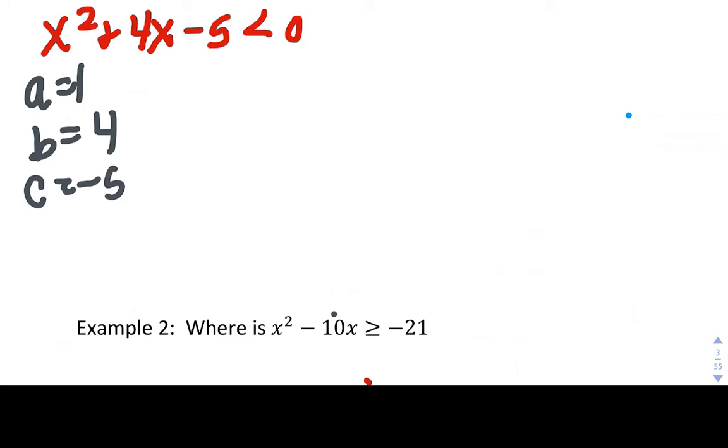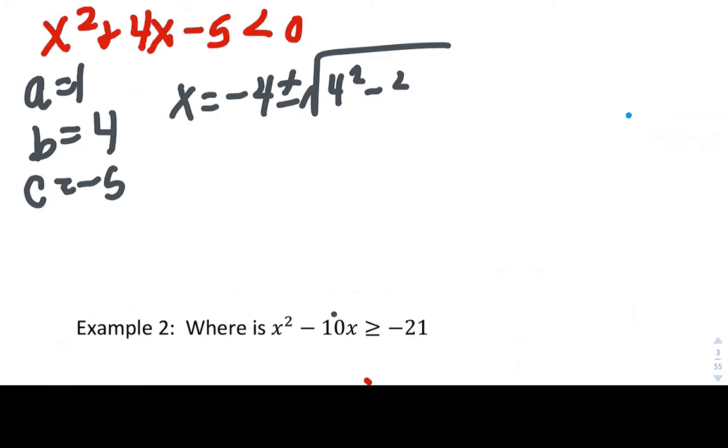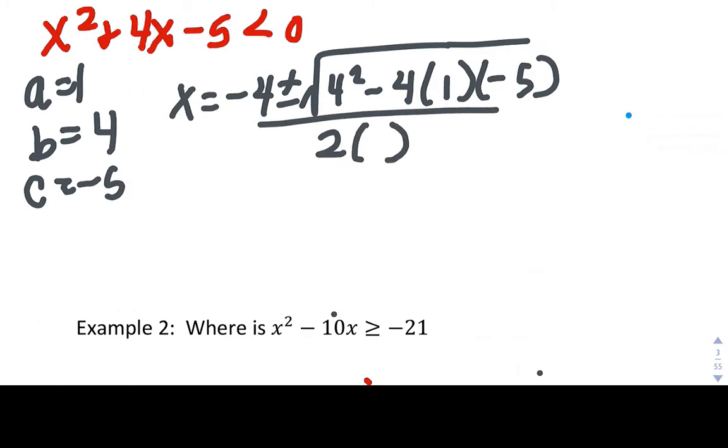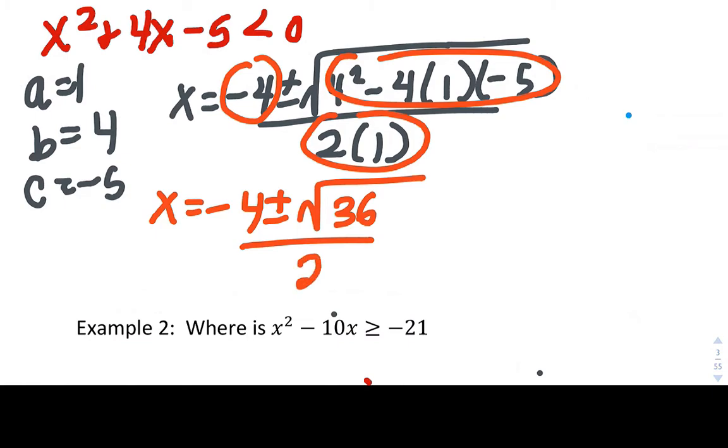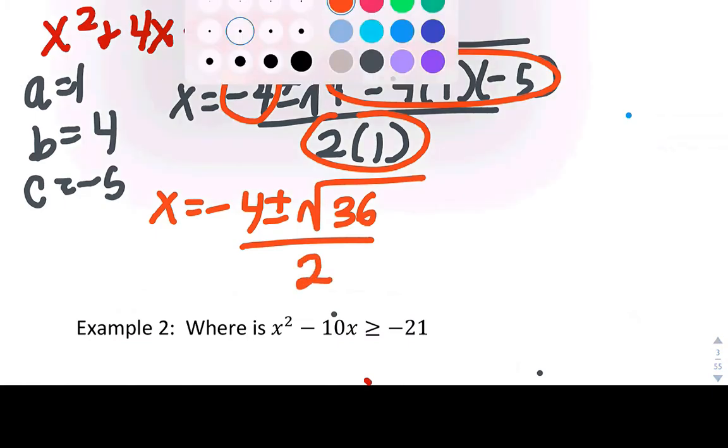And we're going to plug into quadratic formula. X equals opposite b plus or minus the square root of b squared, so 4 squared, minus 4ac, all over 2a, so 2 times 1. We're going to circle our three numbers here. Okay, so x equals negative 4 plus or minus the square root of 36, which is 6, all over 2. Split it up, get your two answers.